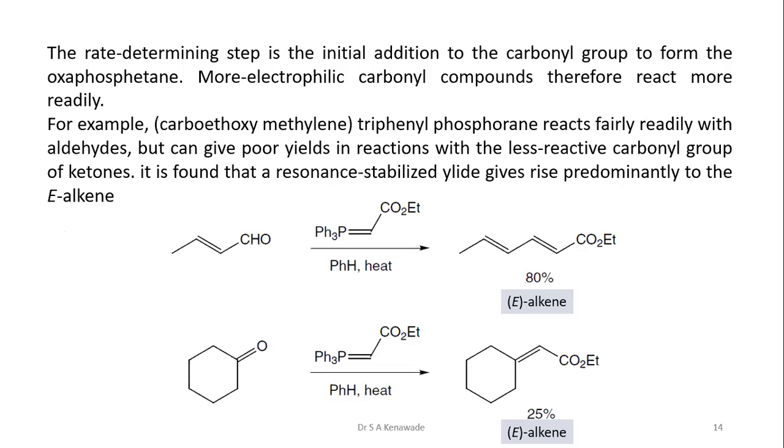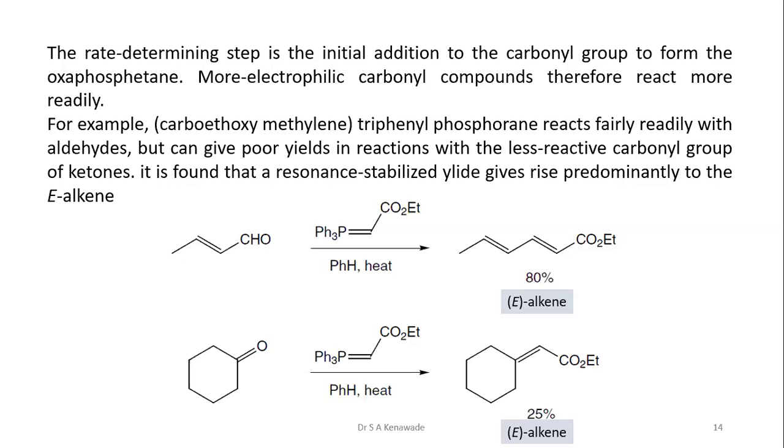After skipping some slides, we will start the next part, the rate determining step. Here are two examples: one is an aldehyde and the second is a ketone. The aldehyde and the ketone produce alkene, the E-alkene. But if you compare the proportion of product, the aldehyde produces 80%, and the ketone produces a lower yield.